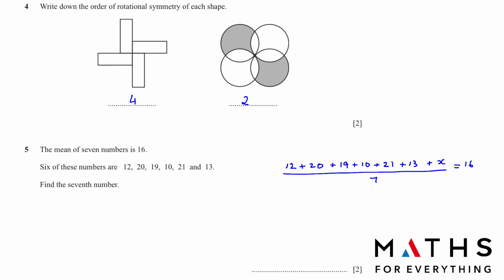Add the numbers in the numerator. You will get (95 plus x) over 7 is equal to 16. The 7 in the denominator, move it to the other side. When you do that, it will turn into multiply. 16 multiplied by 7 will give us 112. So now we have an equation, 95 plus x is equal to 112. Shift the 95 to the other side, and again when you shift, the sign will change. So 112 minus 95, we will get 17. So the answer is 17.